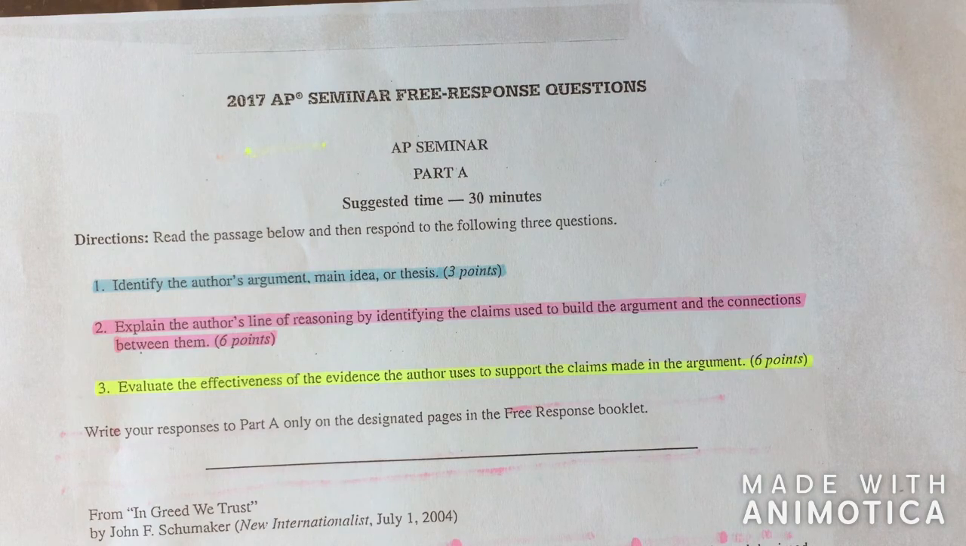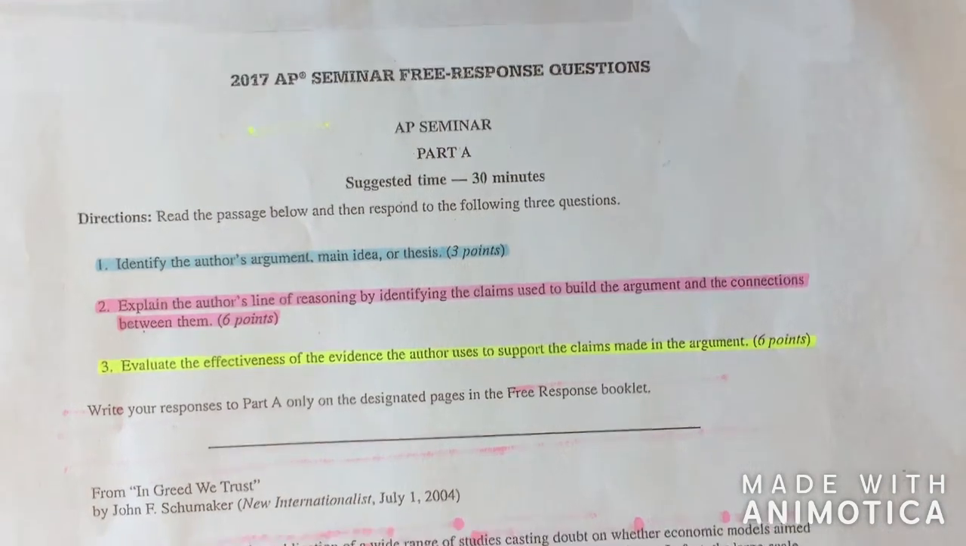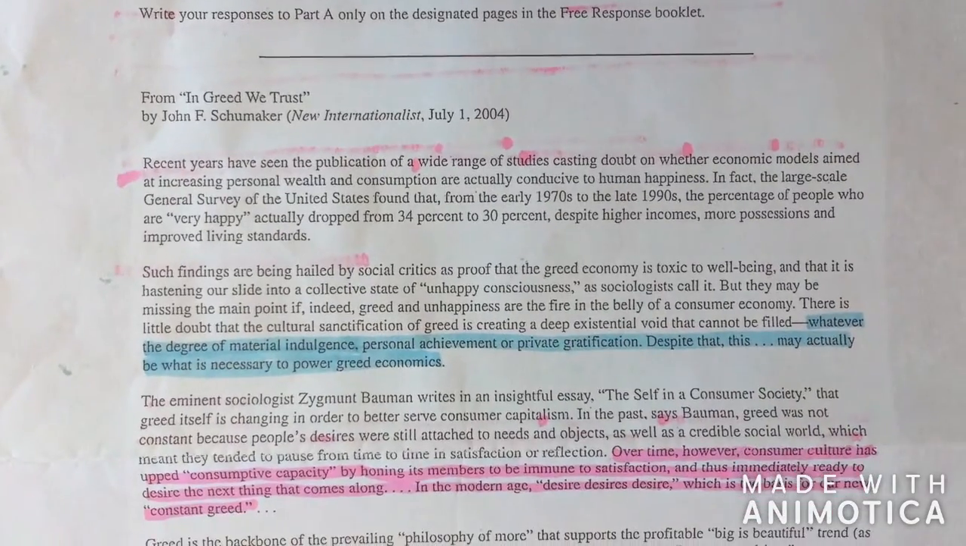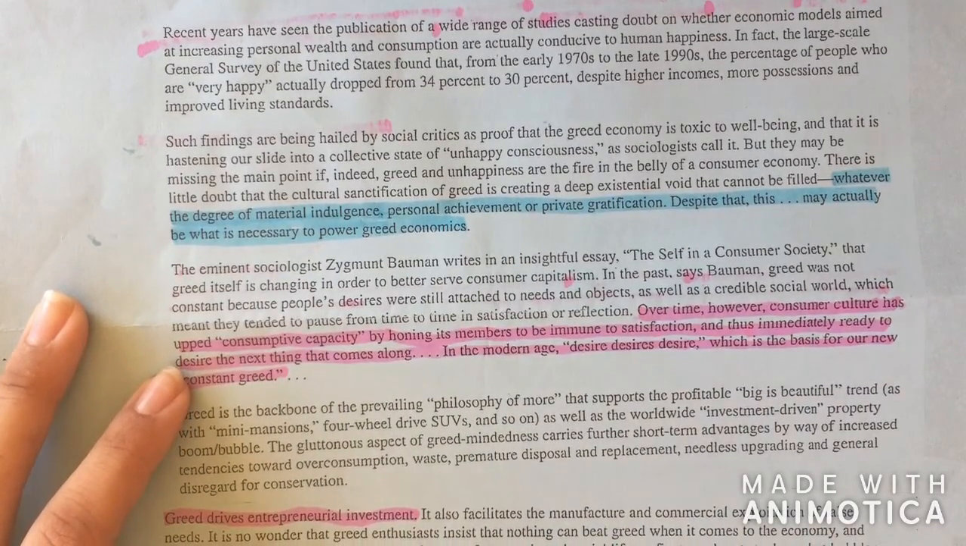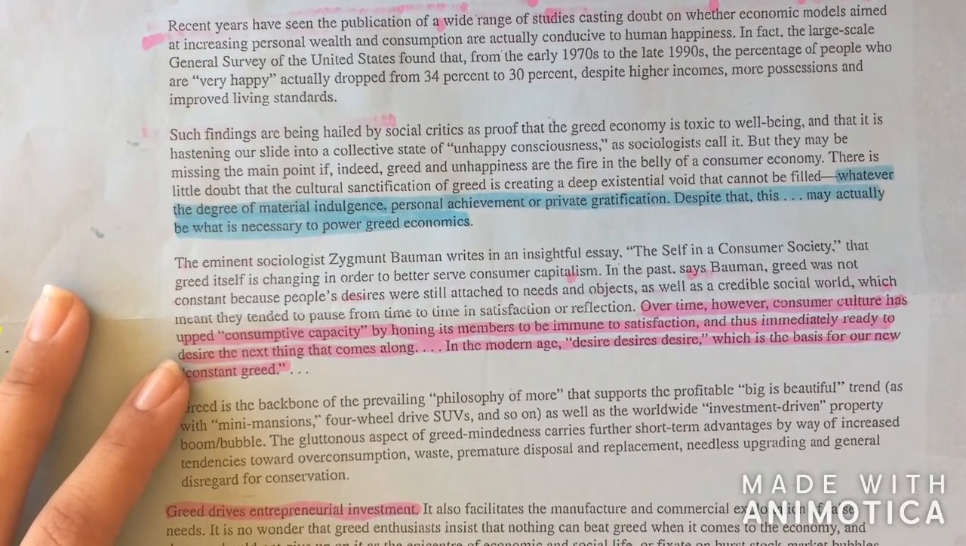In the 2017 EOC Part A article, the first claim is that greed has increased consumers' desire to have more materialistic things. Right here. This is when you would find the evidence that relates to the claim.